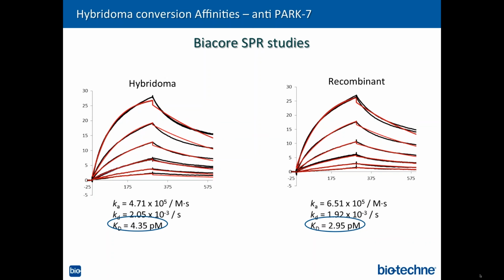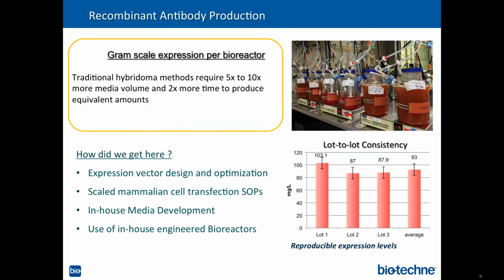So once we have all these antibodies cloned, obviously we need to make sure that we can manufacture these in the long term. So we optimized our expression systems to the point where we can obtain gram levels in our bioreactor systems. In some cases, traditional hybridomas would require about 5 to 10 times more media volume. They would require a lot more work, a lot more purification time. So we actually reduced the time for us to manufacture these for the same amount of antibody in the end.